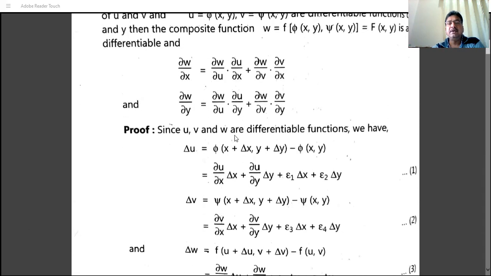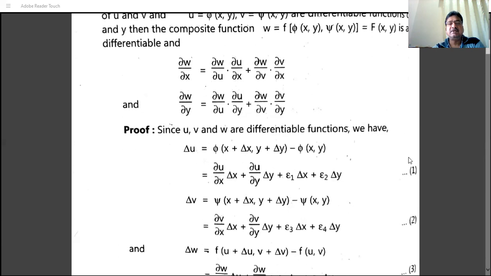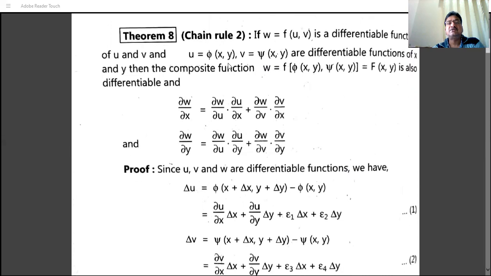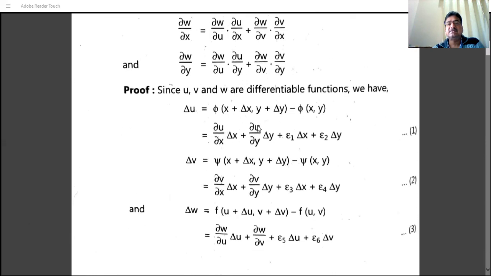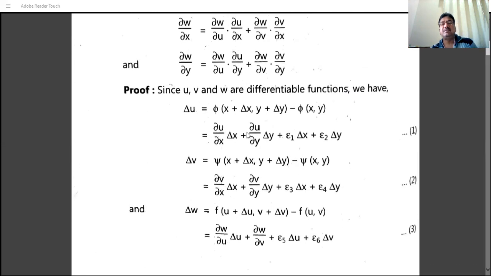Since u, v, w are all differentiable functions, by using the definition of a differentiable function, delta u, the increment in u, is phi(x plus delta x, y plus delta y) minus phi(x,y), which is equal to dou u by dou x delta x plus dou u by dou y delta y plus epsilon 1 delta x plus epsilon 2 delta y, because u is a differentiable function of x and y.